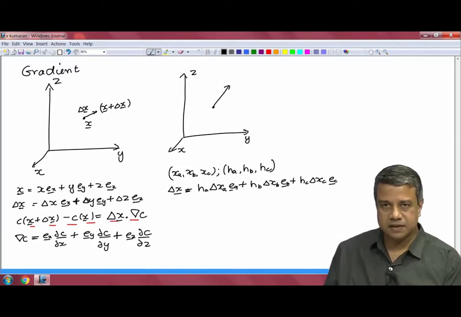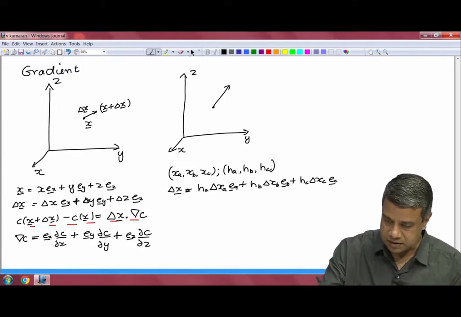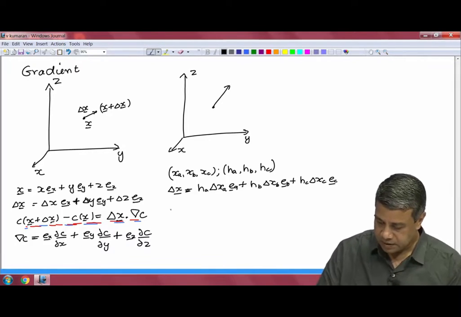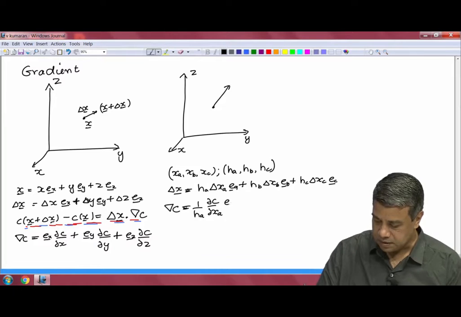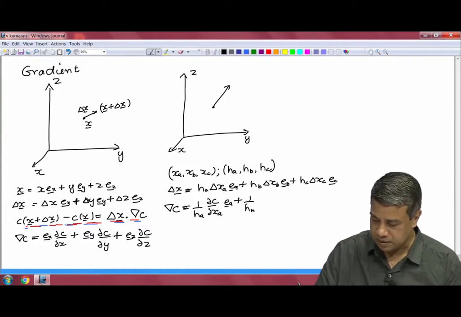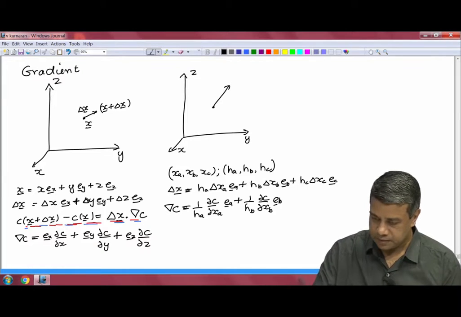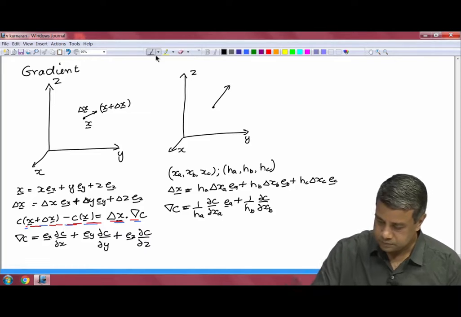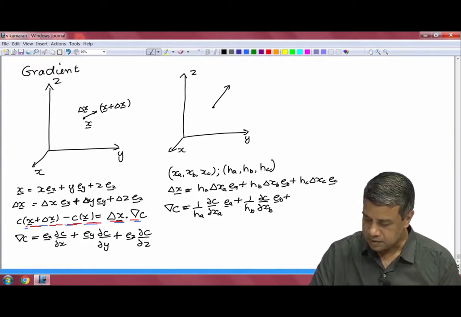In that case, it is quite easy to see that once again this relationship will hold, provided the gradient is defined as grad c is equal to 1 by h a partial c by partial x a E a plus 1 by h b partial c by partial x b E b plus 1 by h c partial c by partial x c E c.